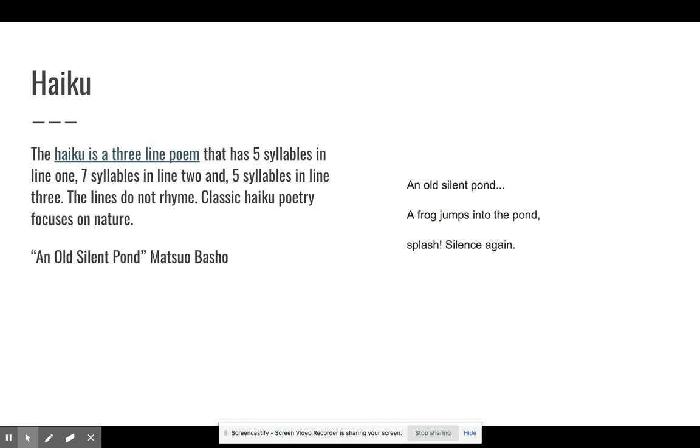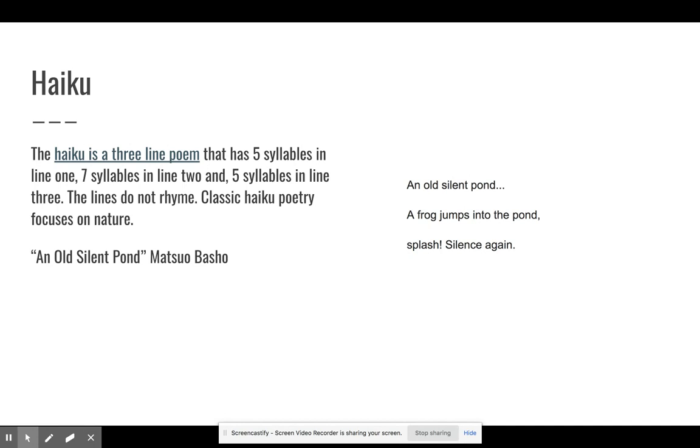Okay, so here's an example of a haiku poem, An Old Silent Pond by Matsuo Basho. You'll notice over here on the right, we have 3 lines. Our first line should have 5 syllables, then the second line 7 syllables, and then 5 syllables. I'm going to clap out the syllables so you can hear it. An old silent pond, there's 5 syllables. Next one, we've got to have 7. A frog jumps into the pond. And then we have 5. Splash, silence again. Okay, so we'll practice these in class. You will be writing one of these.